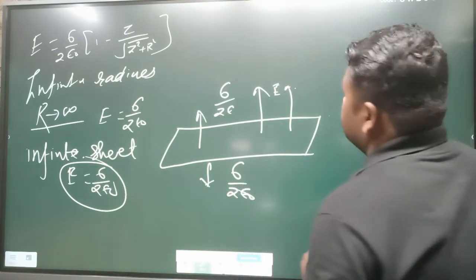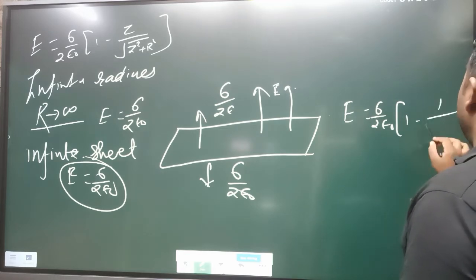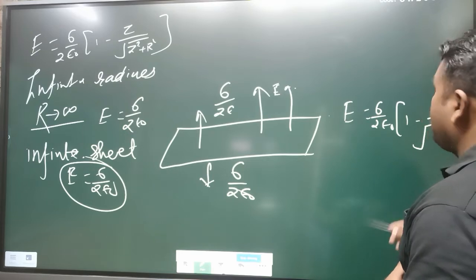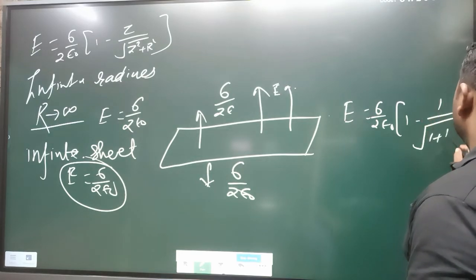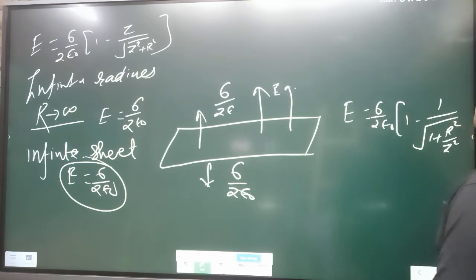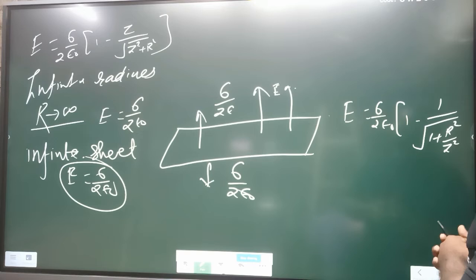Suppose we divide by z, then this becomes 1 upon under root 1 plus r square by z square. Z tends to 0, so 1 upon z tends to 1 upon infinity. 1 upon infinity is 0. So sigma by 2 epsilon naught.